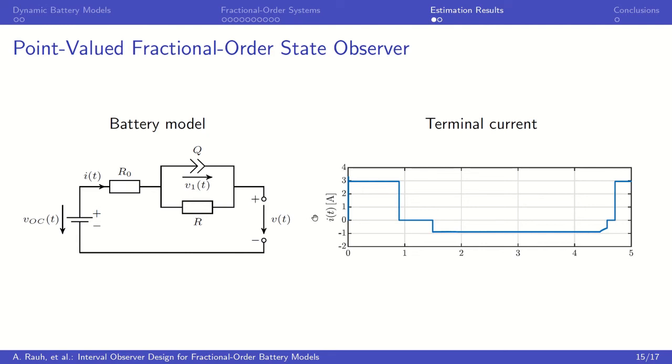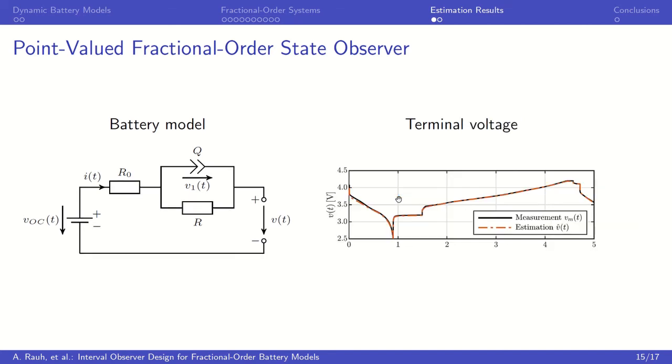For all simulations that you will see in the following, we take into account this piecewise defined terminal current as the corresponding control input of our battery. The corresponding measured system output is given here in the black curve, and as you can see on the slide, although we had uncertainty in the initial conditions of our system output, our state observer with point-valued characteristic was able to trace the corresponding measured system output with good accuracy. This also holds in cases in which we take into account measurement noise.